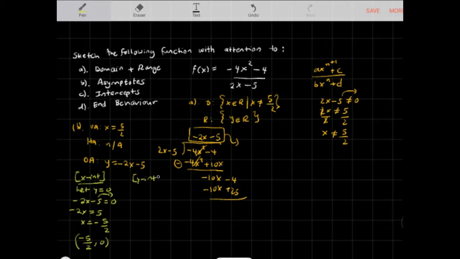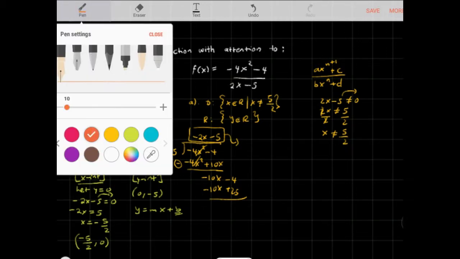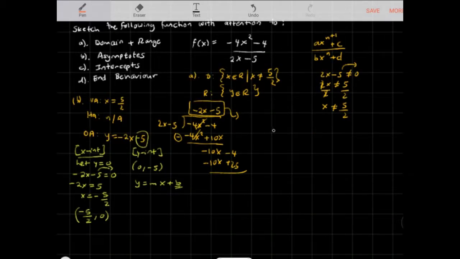The y-intercept, because this is slope-intercept form, is just equal to negative 5. You have to think about it as y equals mx plus b, and the b term is your y-intercept. Okay, so we understand that. Now that we have these two points and our asymptotes, we can also find the intercepts of our function. So let's find some of the intercepts of our function.